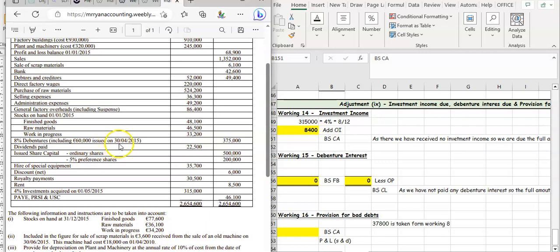That was bought on the 30th of 4th, 2015. So we've got the 375,000. That's our total including the 60,000. So we're going to take 60,000 away from 375,000. That's going to be for the year. So you're going to multiply that by 8%.